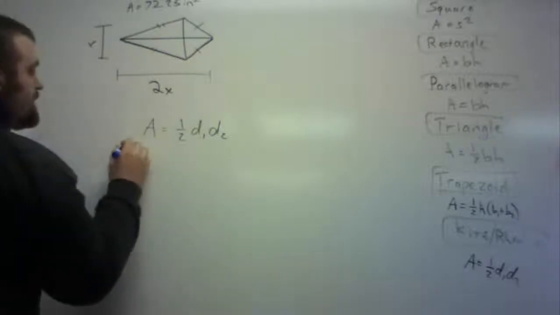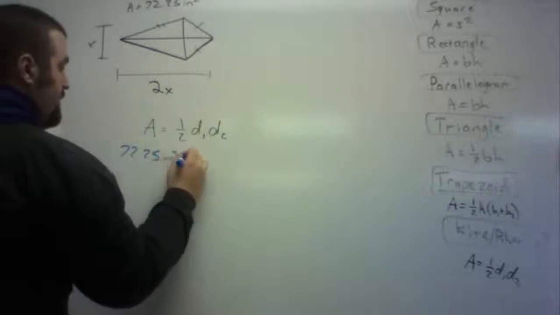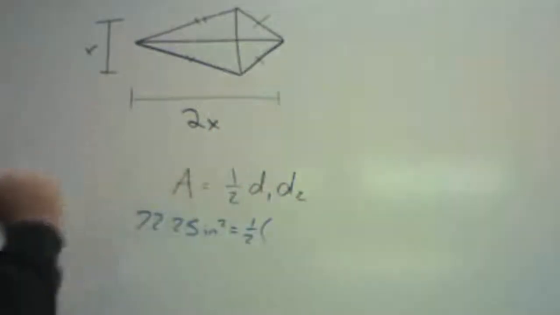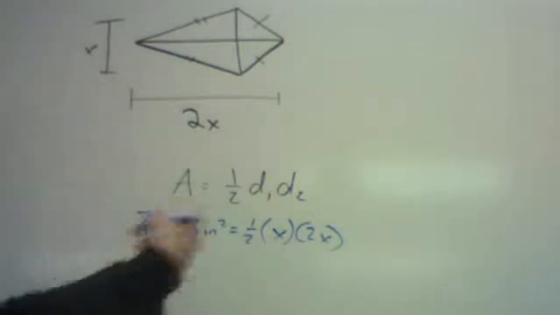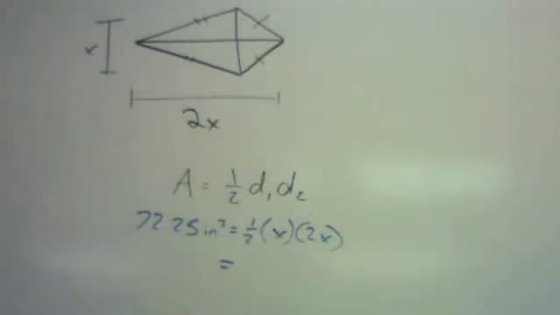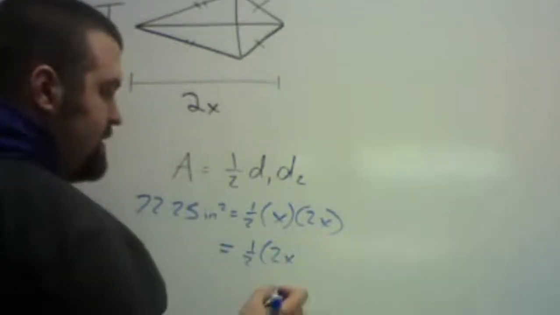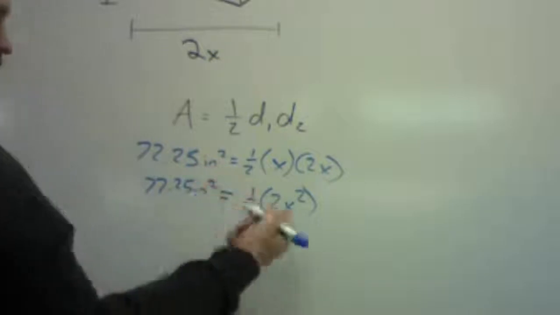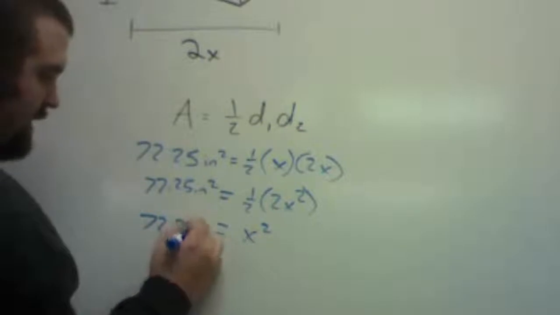A equals 72.25 inches squared equals 1/2 times, it doesn't matter which one I choose, diagonal 1 and diagonal 2, so let's do x and 2x. I'm going to simplify the right side. 1/2, let's do 2x times x first. So 1/2 times 2x squared. X times x is x squared. 2 times 1 is 2. So now 1/2 of 2x squared, well that's just going to be x squared equals 72.25 inches squared.